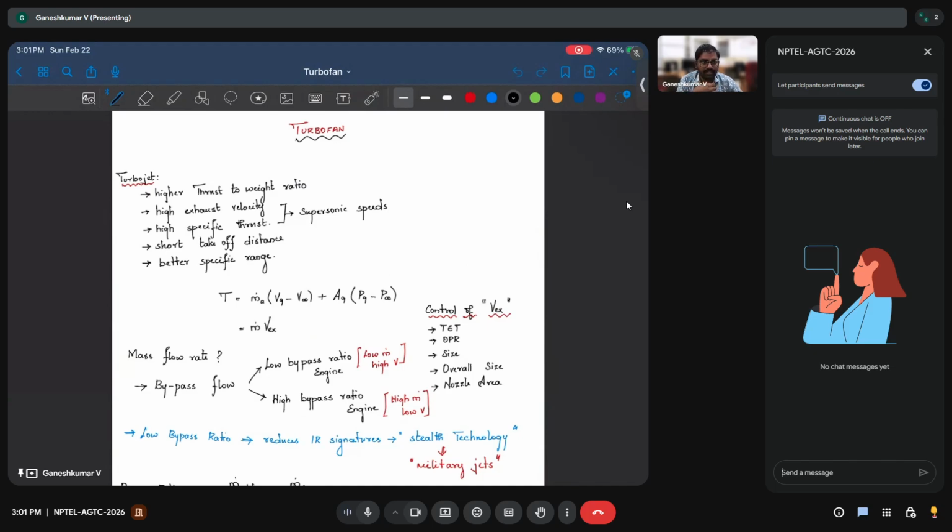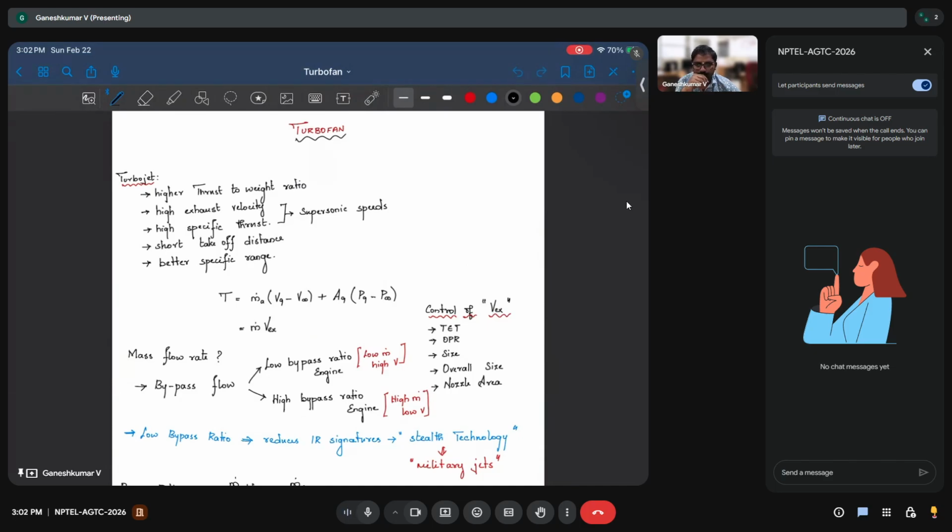This week we introduced turbofan engines. We studied turbojet engines for the last 2 weeks, and we found that a turbojet engine has a higher thrust to weight ratio, high exhaust velocity, and high specific thrust. It requires a short takeoff distance, and it also has a better specific range. But what we also need is a lower thrust to weight ratio, which means we need to get as much thrust as possible with very little weight.